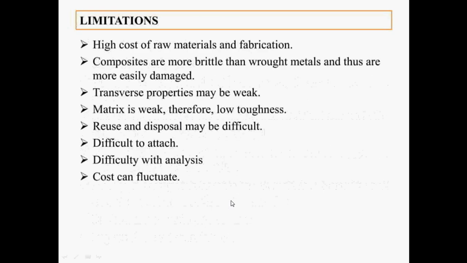Now the disadvantages, or we can say limitations, of composite materials. High cost of raw materials, and fabrication costs are also more. Composites are more brittle than wrought metals, and thus are very easily damaged. Transverse properties may be weak. The matrix is weak, therefore low toughness. Reuse and disposal may be difficult. Then difficulty with analysis. The next one is that cost can fluctuate according to the combination of the materials. So these are the limitations.